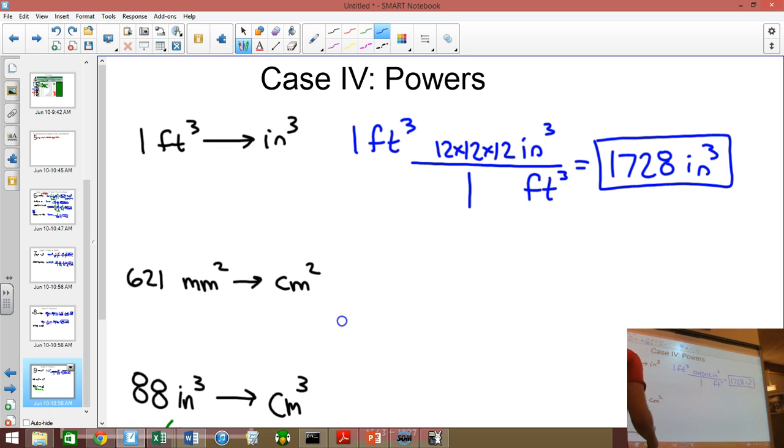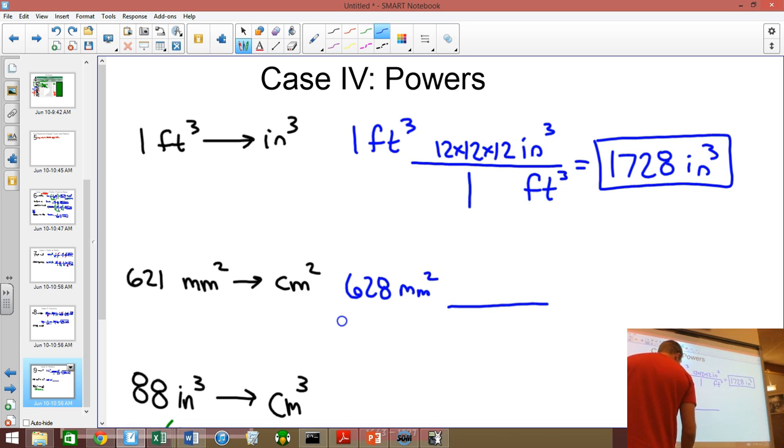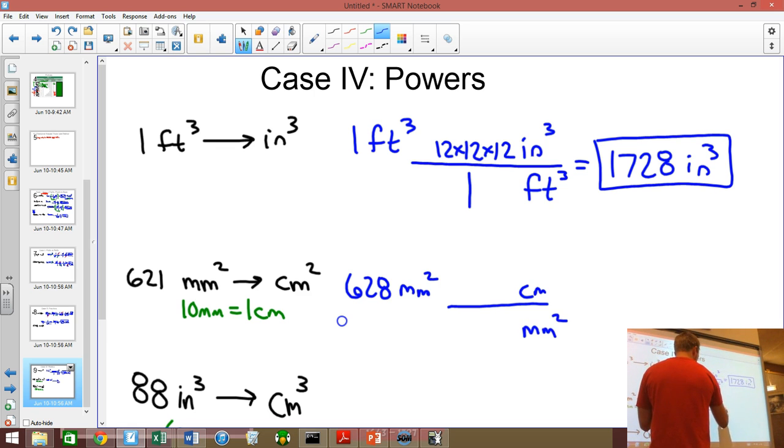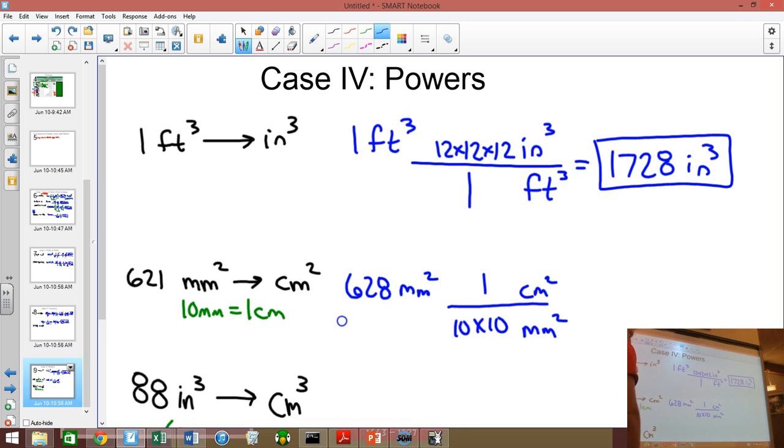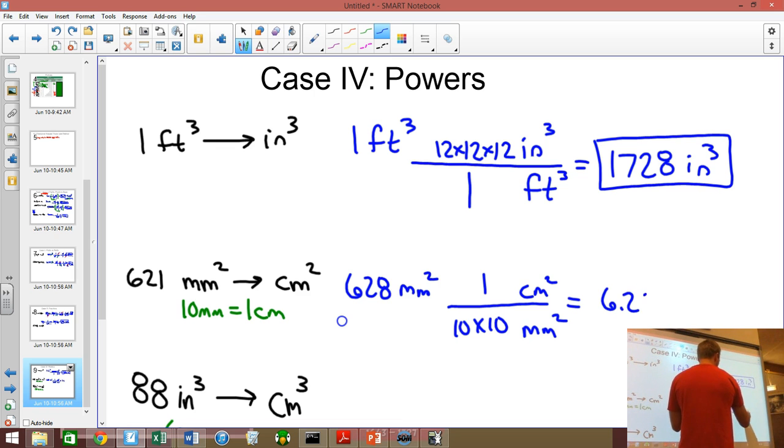628 square millimeters in square centimeters. So 628 millimeters squared. And a fun fact is that there are 10 millimeters in 1 centimeter. That's something I'm going to have to know. That I'll change millimeters squared into centimeters squared. So this one's larger, centimeters, and there are 10 times 10 millimeters squared in a centimeter. So this is going to be 628 divided by 100, which is going to be 6.28 square centimeters.